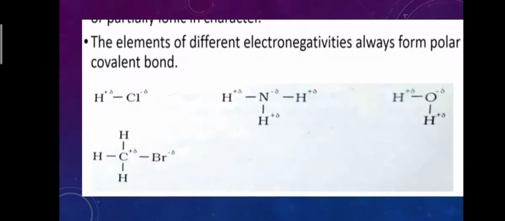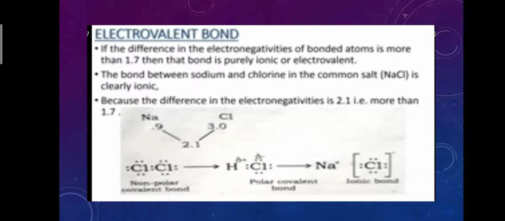The elements of different electronegativities always form polar covalent bond. For example, HCl, NH3, H2O, CH3Br.